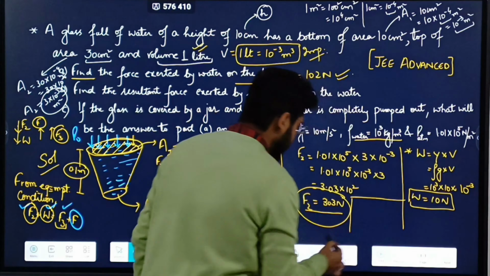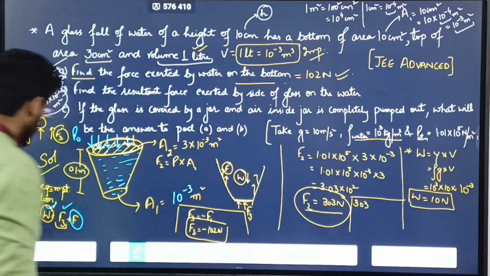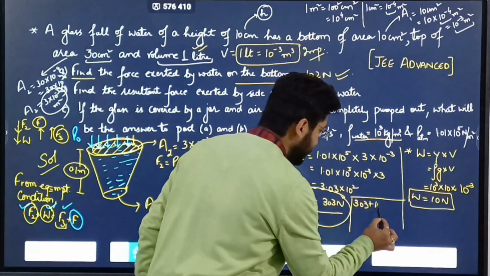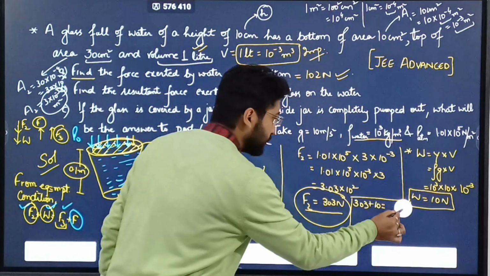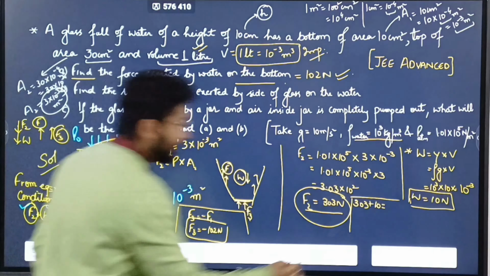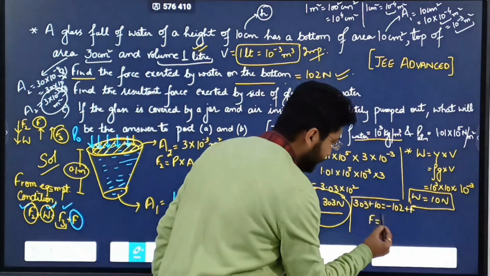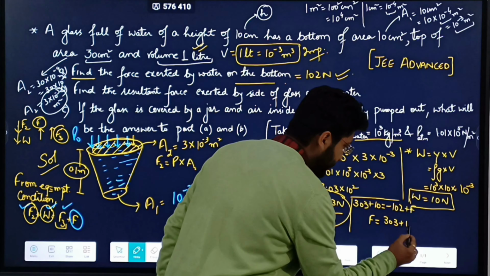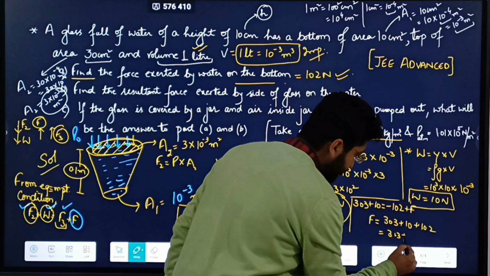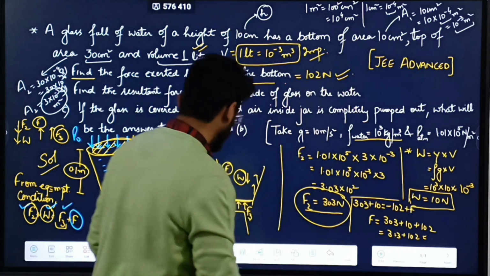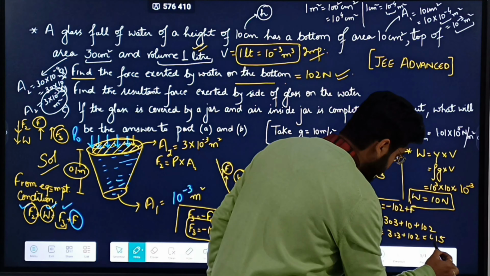Now, as we know, the F2 value is 303 and the value of W is 10, equal to the value of F3, which is minus 102, plus F. Now F is equal to 303 plus 10 plus 102. The answer comes to be 211 Newton.